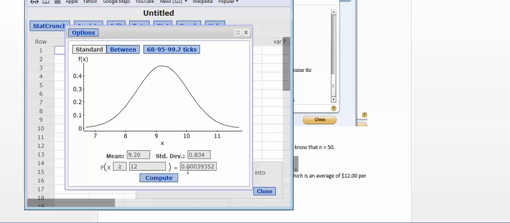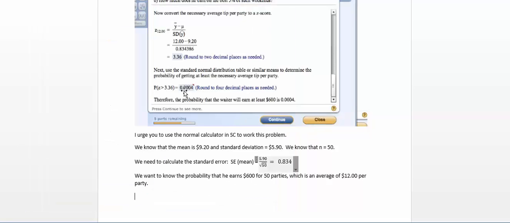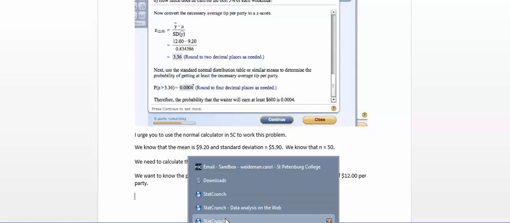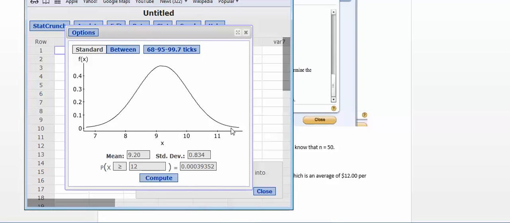0.00039352, which rounds off to 0.0004, because in the problem here they asked you to give 4 decimal places. It is much, much easier to do this than trying to use a table of values, because it's a whole lot easier. And also, I like the idea that you can see a picture of what's going on here. If you notice, this is way, way out over here.